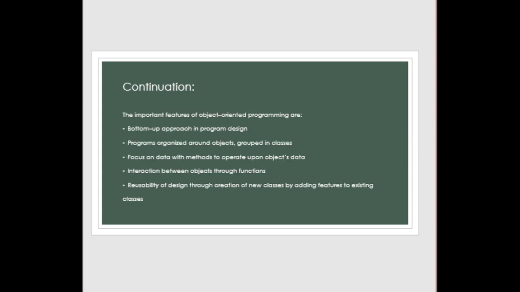The important features of object-oriented programming are: bottom-up approach in program design. Programs organized around objects, grouped in classes. Focus on data with methods to operate upon objects' data. Interaction between objects through functions. Reusability of design through creation of new classes by adding features to existing classes.